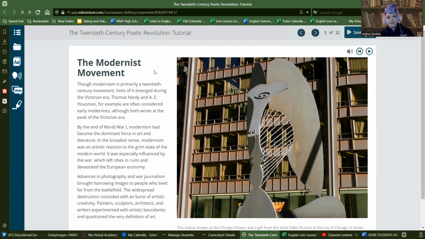Saying all of this to say, this first sentence tells you that even though this is a movement that took place in the 1900s, hints of it emerged during the Victorian era. So that's the 1800s. And they give you examples of authors that are considered early modernists. So they give you Thomas Hardy and A.E. Housman. So even though they both wrote at the peak of the Victorian era, they had features in their writing that pretty much had a lot of the characteristics of modernism.